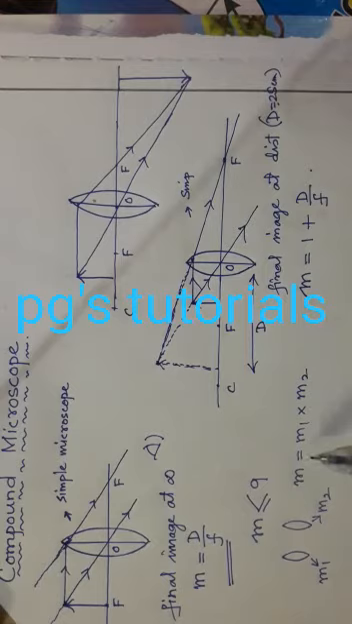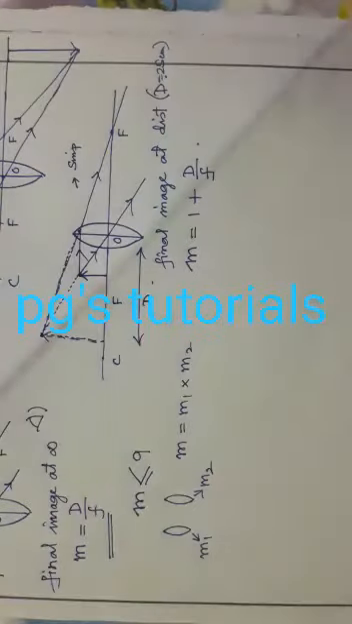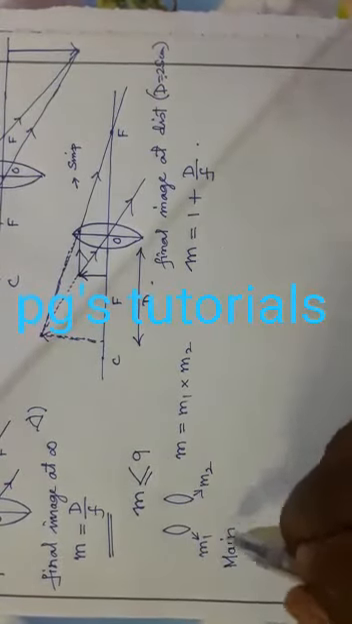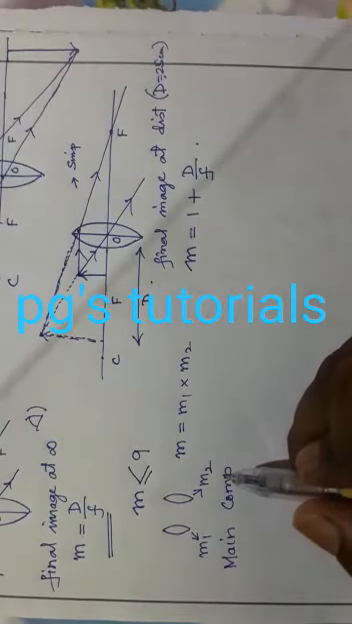We use this principle in constructing a compound microscope. A compound microscope consists of two lenses. They are called objective and eyepiece.